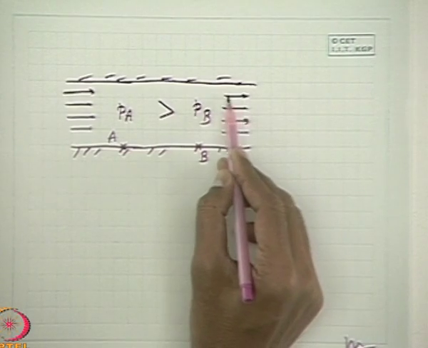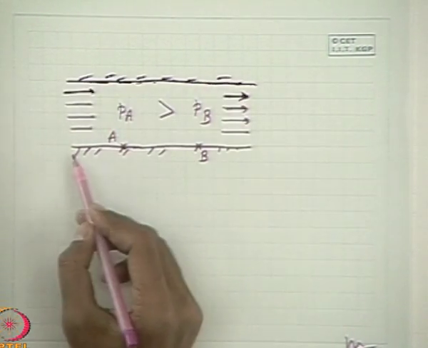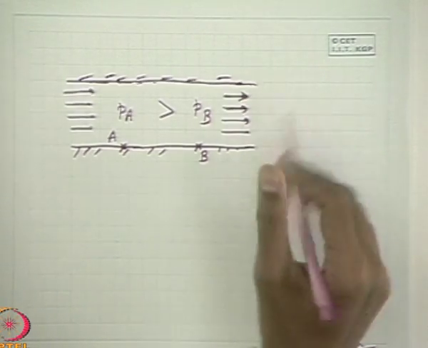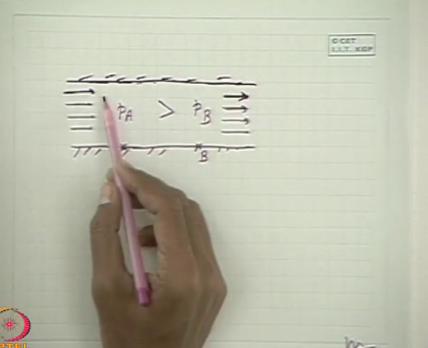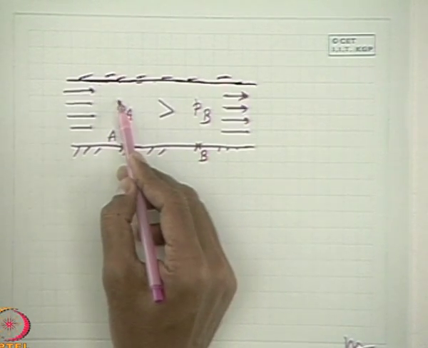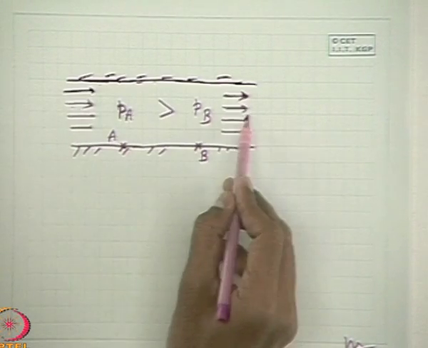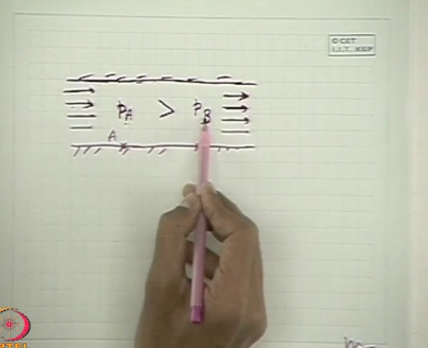Pa is greater than Pb because the fluid is flowing in this direction. If the fluid flows through a uniform cross sectional area, you will come to know it later, then the velocities of the fluid at each section will be constant. So, therefore, it is the pressure difference which makes the flow possible. When flow takes place in that direction, pressure here will be higher than the pressure here.